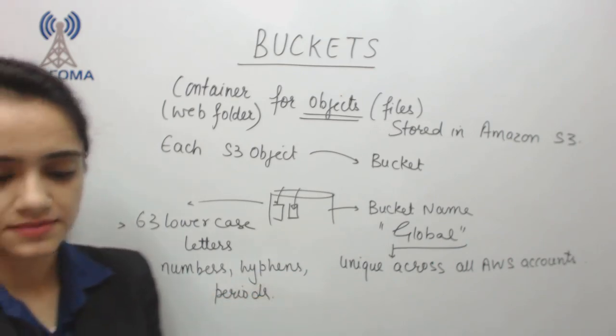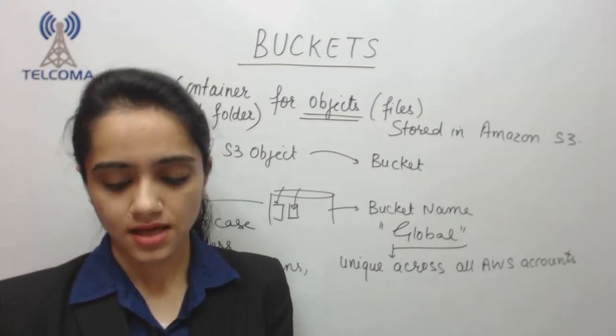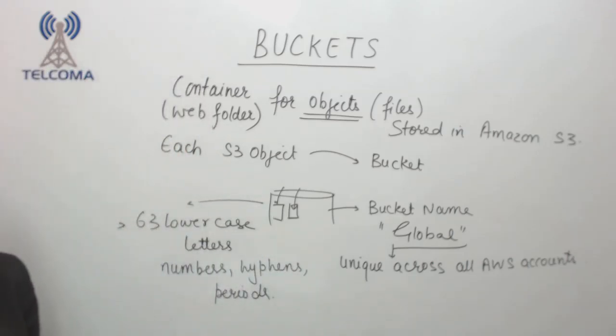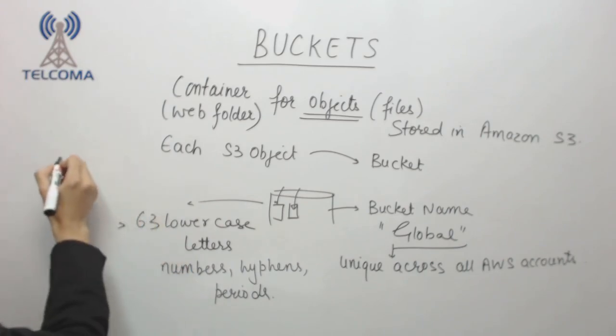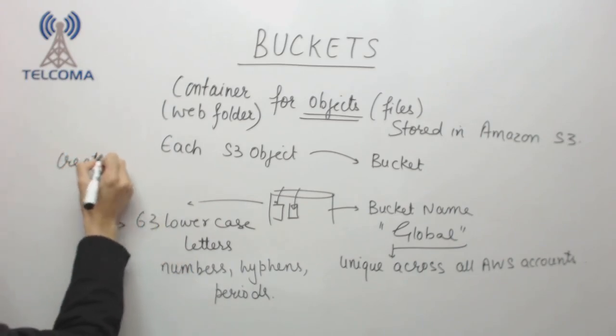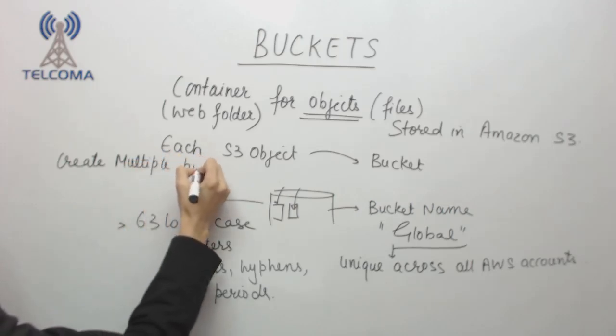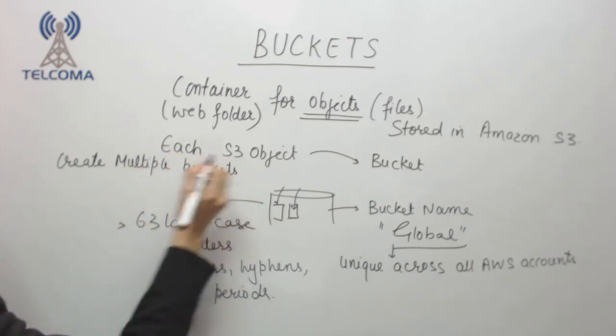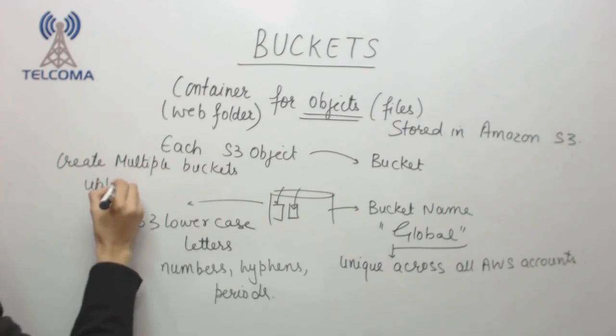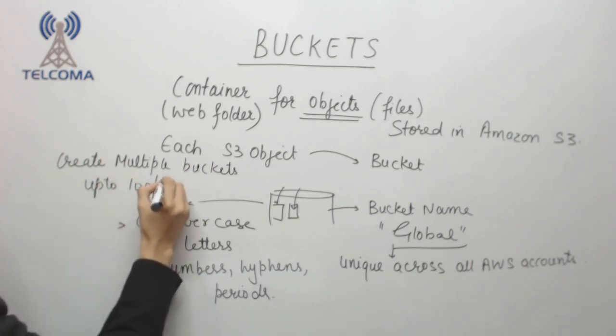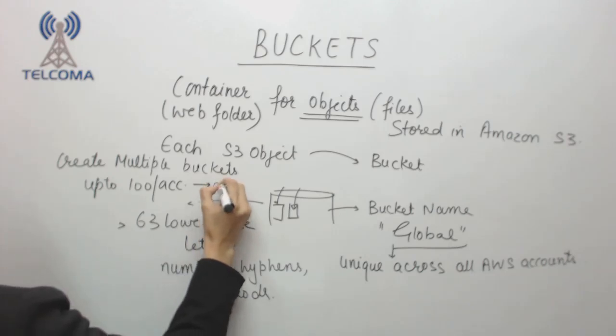Now we can create multiple buckets, but up to 100 per account by default. So we can create multiple buckets, but we have a limit of 100 per account, and this is the default.